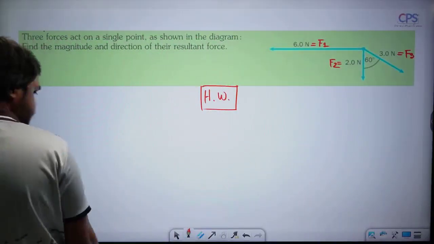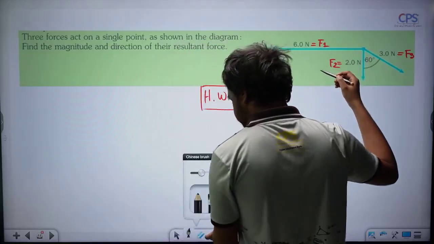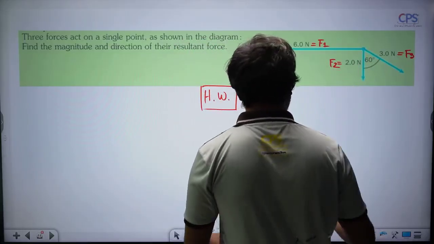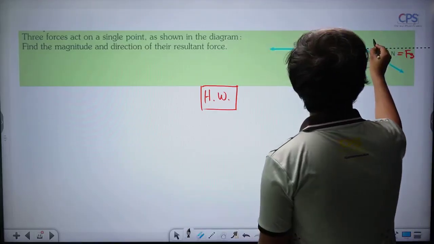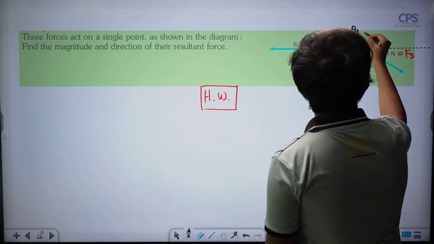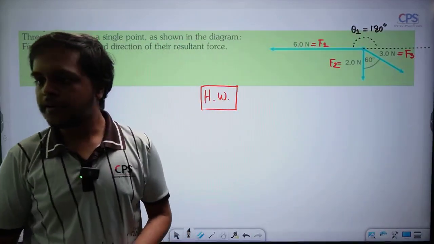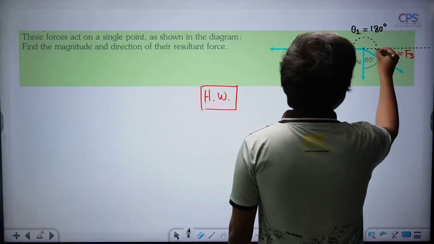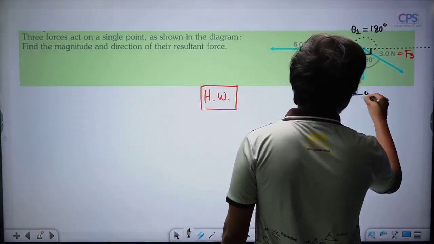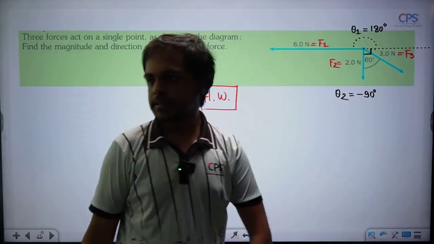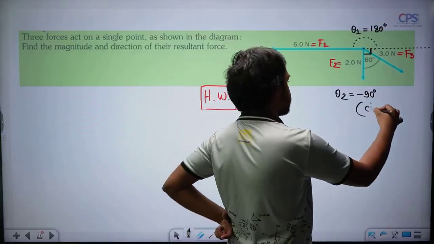What are the directions here? See, for theta 1, let's draw the x-axis here. For theta 1, this direction is 180 degrees, okay? For theta 2, this is theta 2. Theta 2 is minus 90 degrees, right? Makes sense? Why minus? Because it's clockwise. This is clockwise, right?